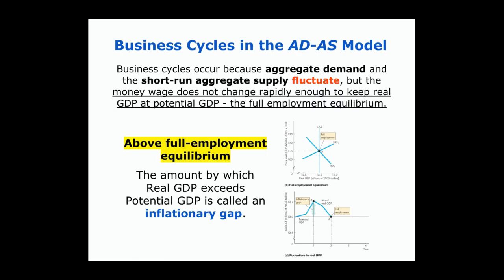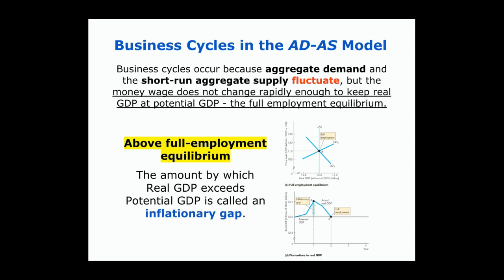We can explain business cycles using the ADAS model. Business cycles occur because aggregate demand and short run aggregate supply fluctuate. You see, they might be in balance at some point, but aggregate demand and aggregate supply will fluctuate, and they might do it somewhat randomly. And the money wage rate's not going to change rapidly enough to keep real GDP at potential GDP. So we're not always going to be at the full employment equilibrium.